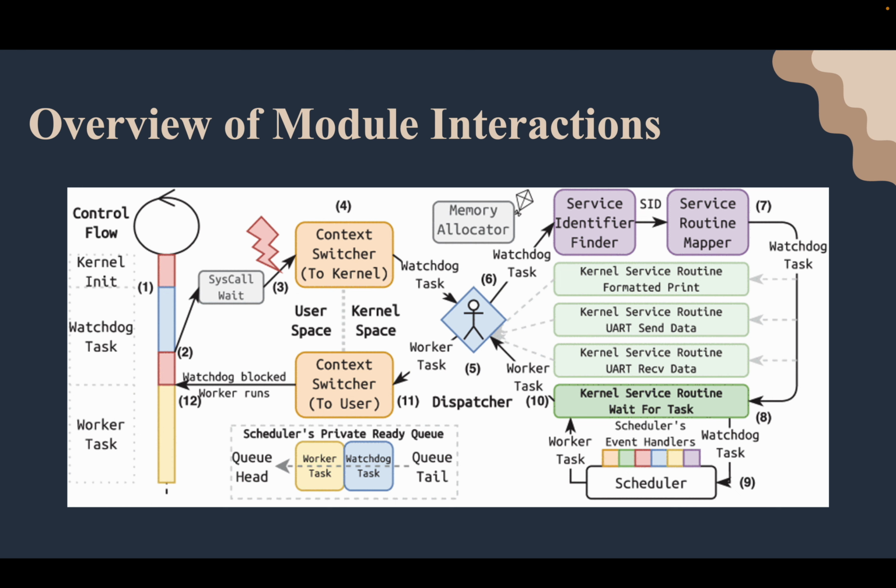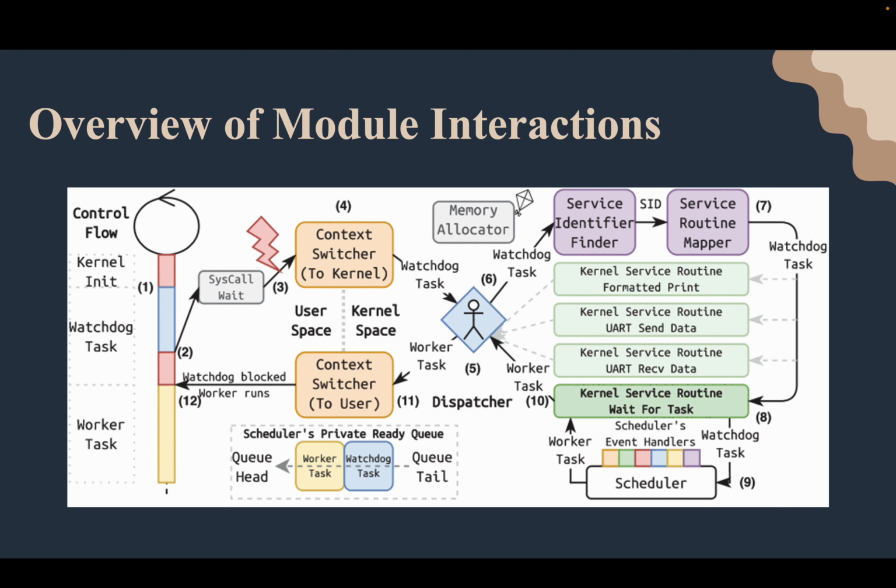4. After it returns to the dispatcher, the dispatcher relies on two companion components to process the request. 5. It calls the service identifier finder to retrieve a unique service identifier. 6. That is subsequently needed by the service routine mapper to select the kernel service routine. 7. That implements the system call wait.